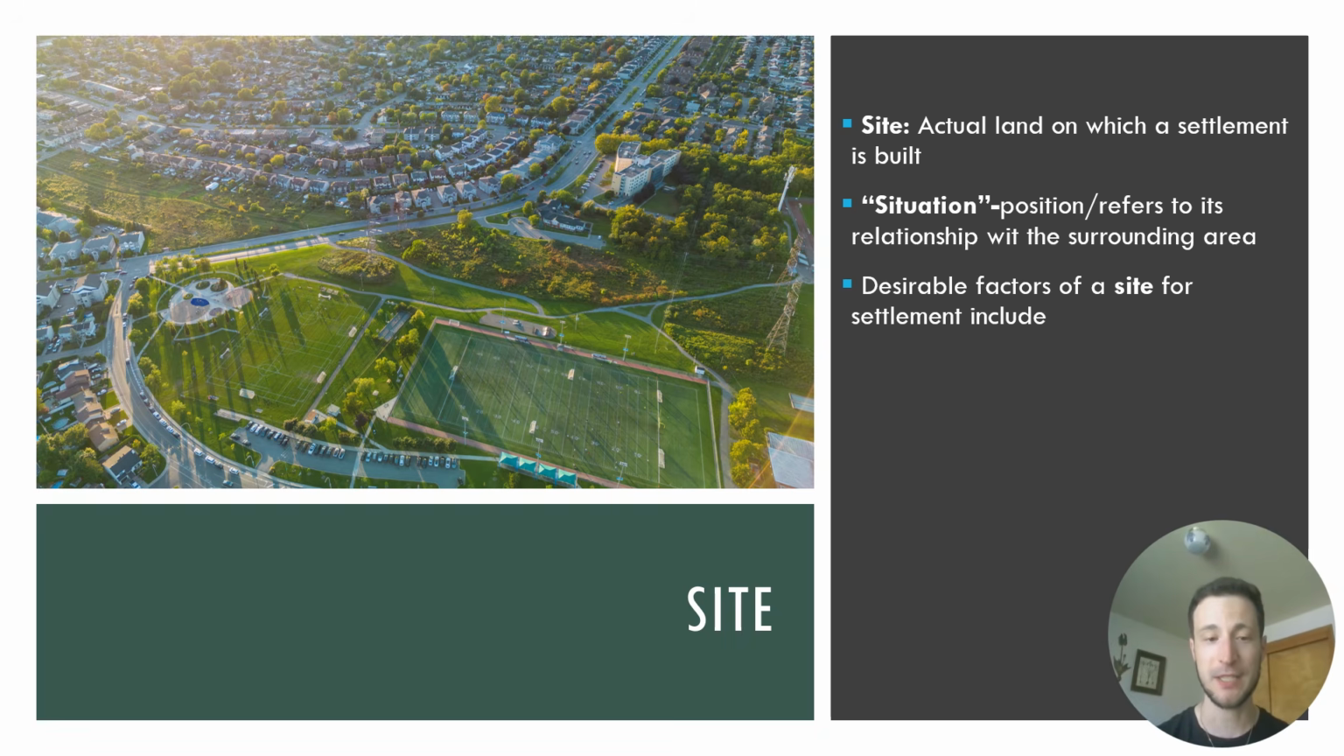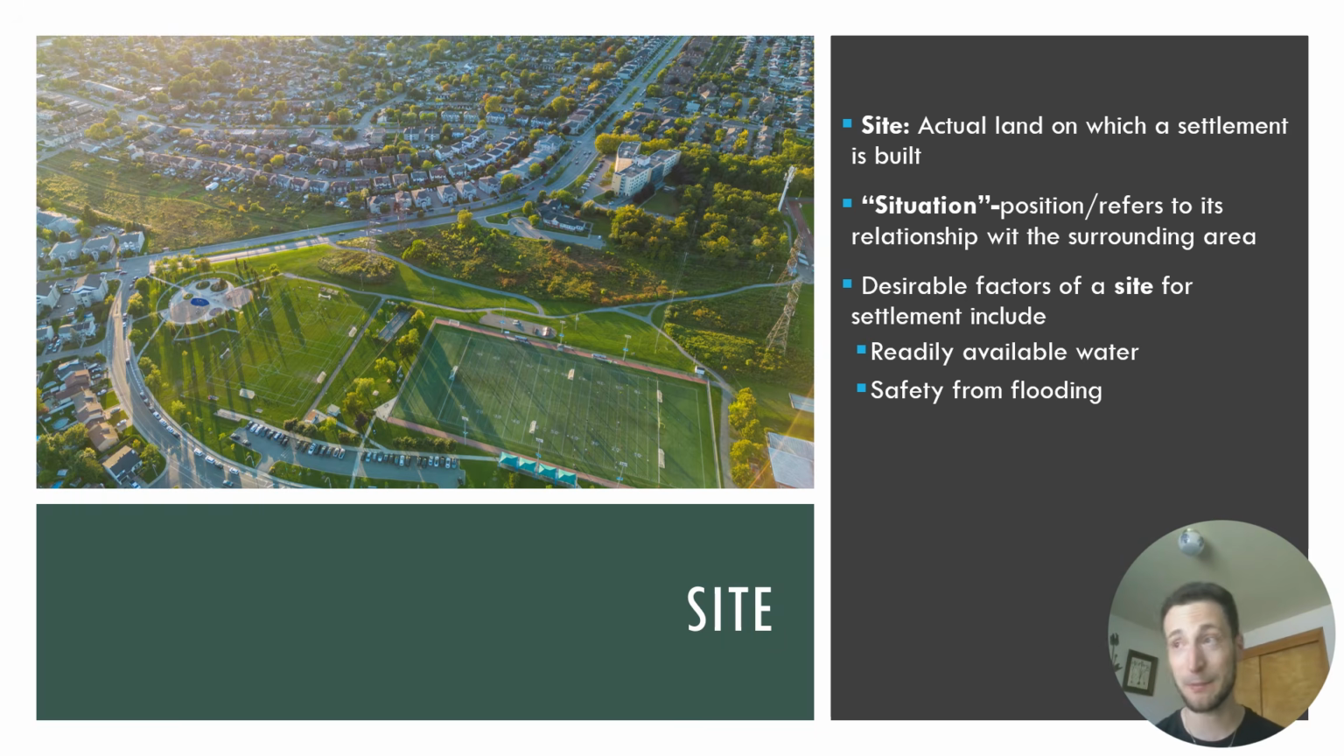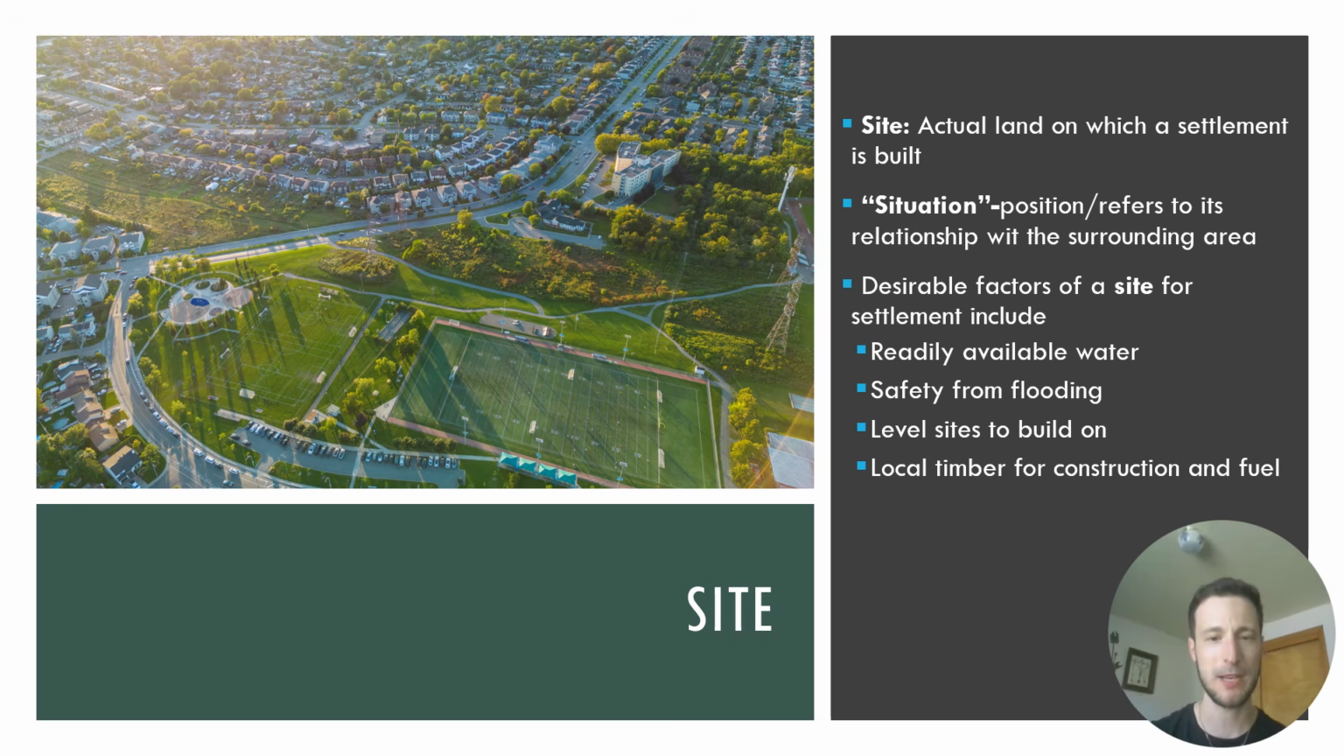So first is readily available fresh water. And again, a lot of these relate to climate. Climate kind of overarches these things, so don't freak out that climate's not on there. Safety from flooding: you don't want to be on a super low coastal flood plain because that's going to be a problem, especially in the future as ocean levels rise. But you also want level sites to build on, so you don't want to be on a completely rocky, jagged area. Super high elevation can be a difficult obstacle sometimes as well.